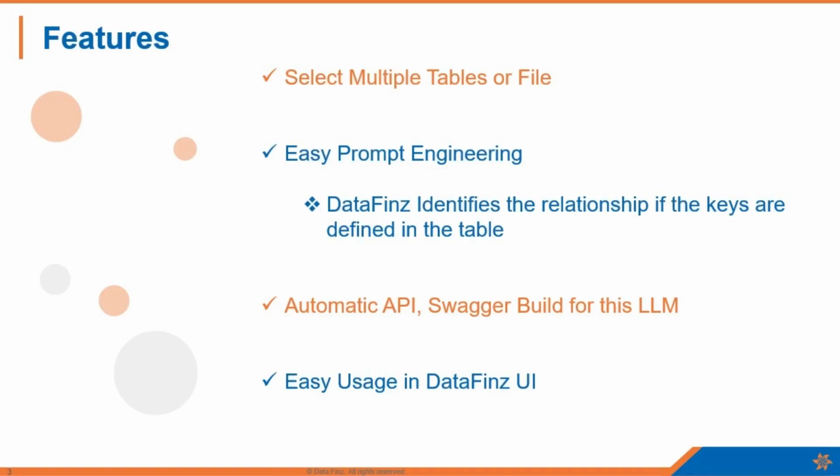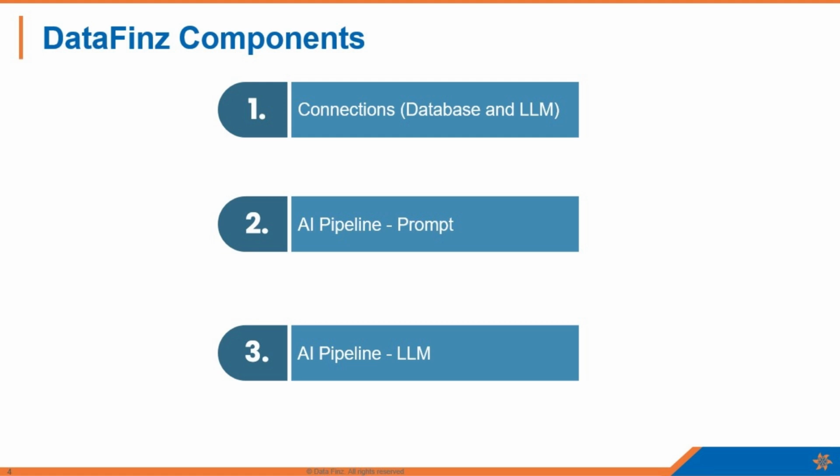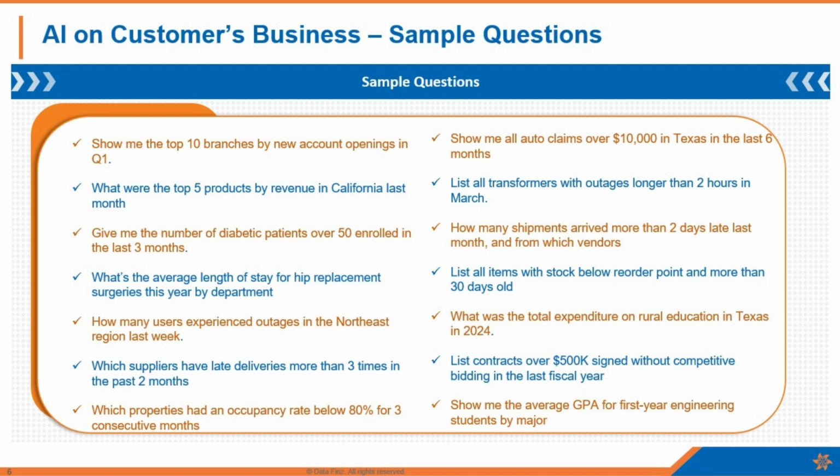DataFinz features include selecting multiple tables or files, easy prompt engineering, automatic API generation with Swagger for LLMs, relationship detection through keys, and smooth usage in the DataFinz UI. DataFinz components include database and LLM connections, a prompt-driven AI pipeline to structure queries, and an LLM pipeline to generate intelligent insights. DataFinz empowers businesses with AI-driven insights by answering complex, domain-specific questions.